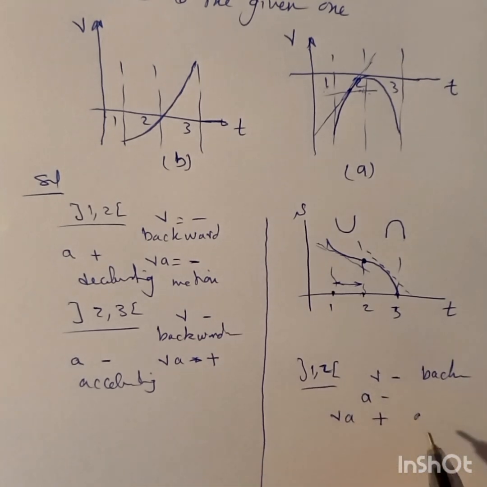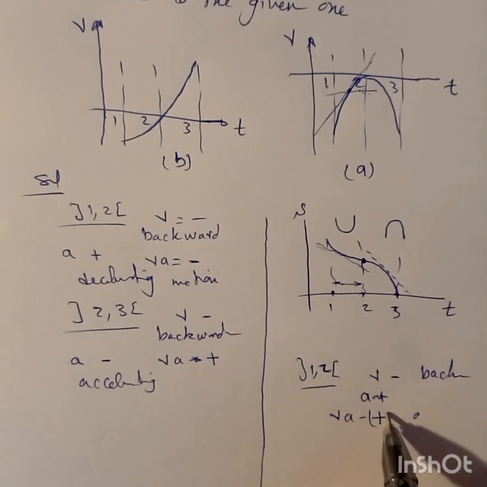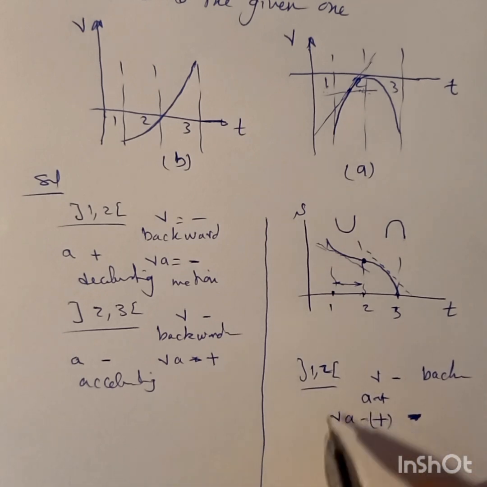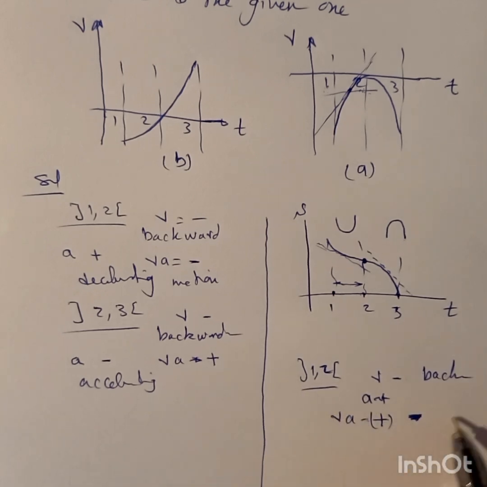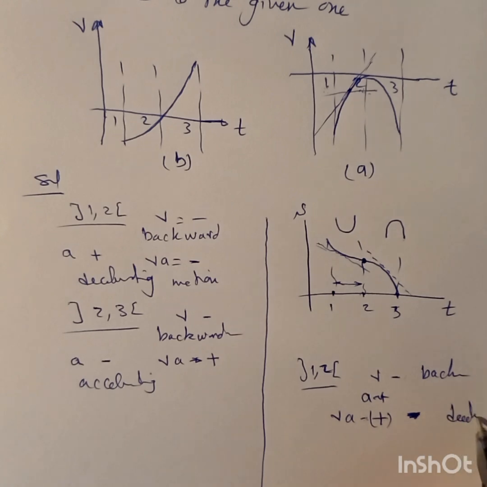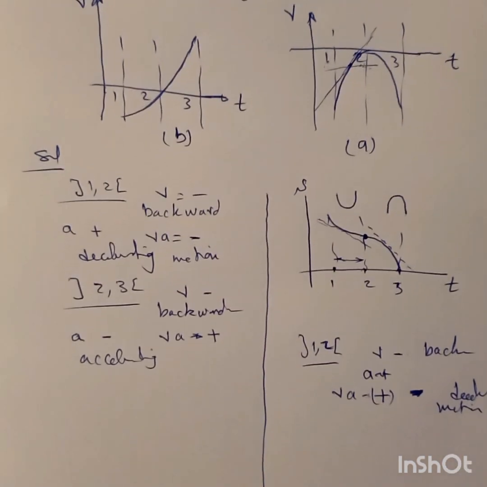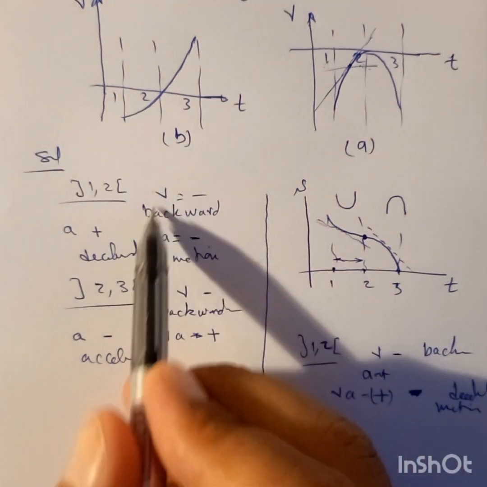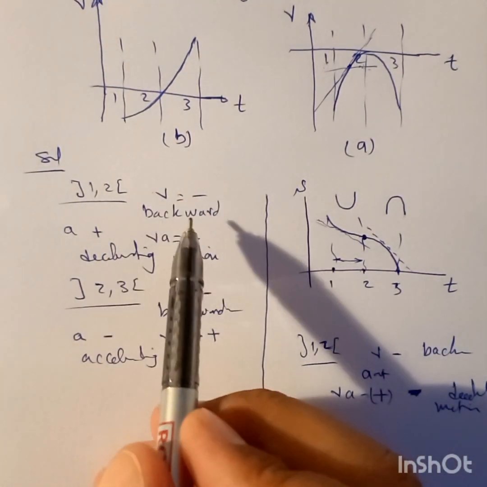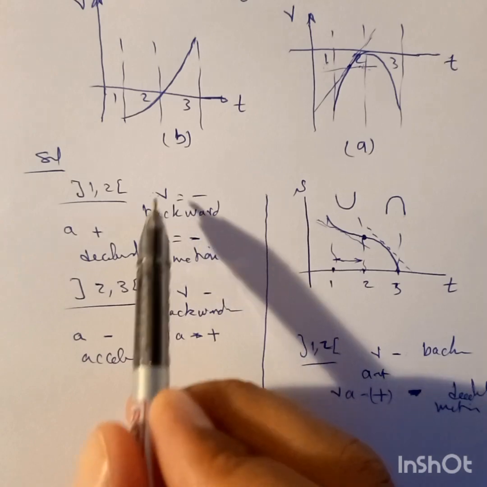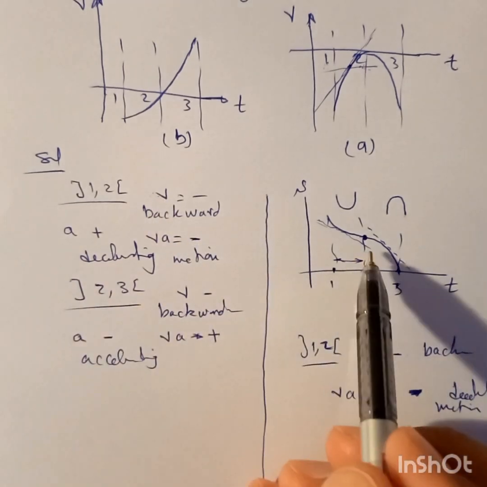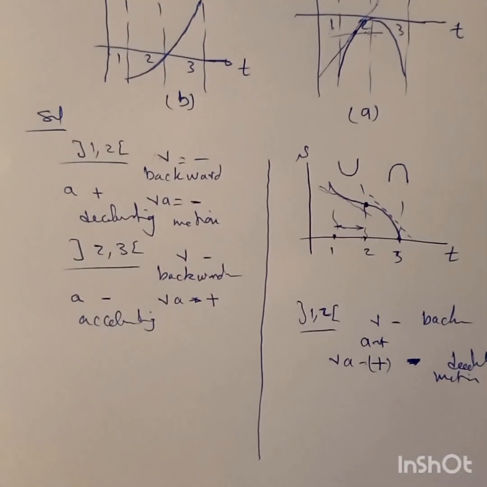Okay, and acceleration is positive, then we have here negative times positive. We have a negative value as the result of multiplication of v and a. Then we have here decelerating motion in backwards direction, and this is identical to the behavior of this body during this time interval in this given curve until now.